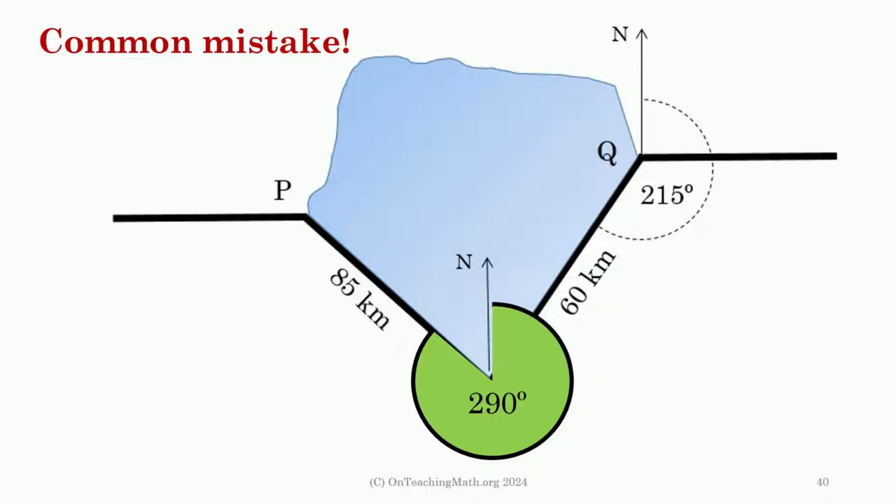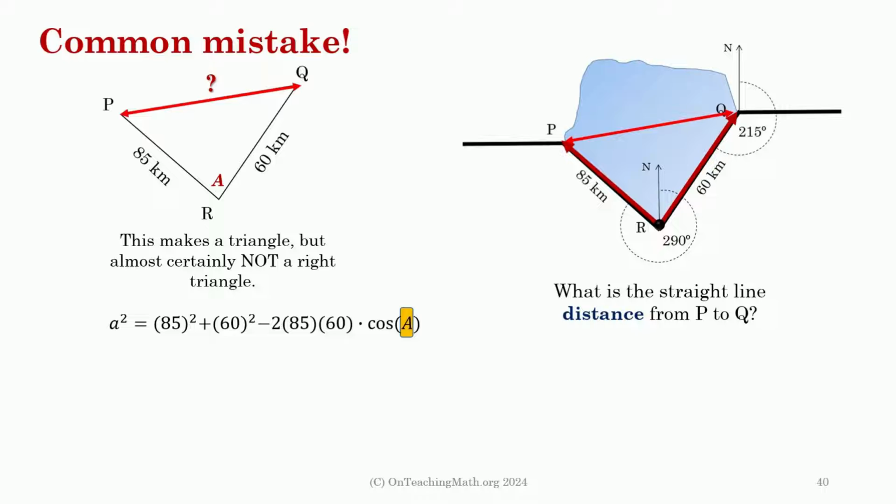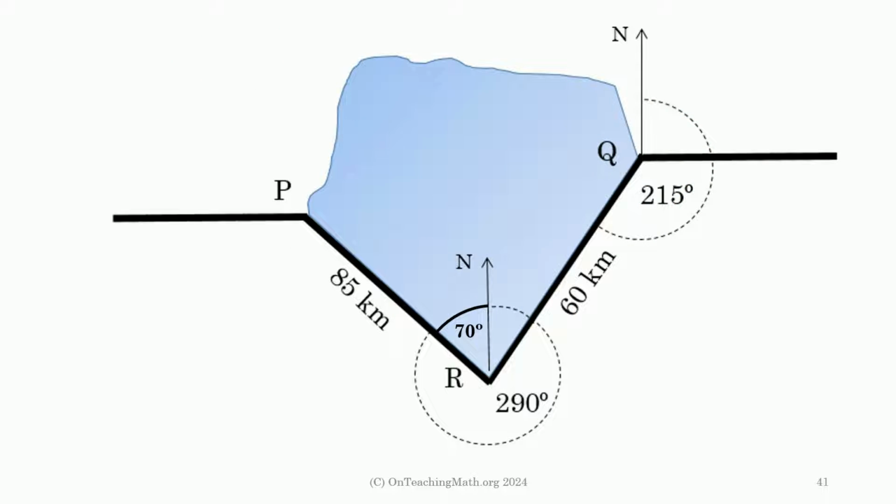Bearings start from true north. Go counterclockwise. So this is 290 degrees, which means the 70-degree angle is right here. We still need to figure out this part in order to figure out what angle A is. So let's zoom in. Check this out. Here's the fact that we have to know. We have to keep in mind that north is parallel to north.